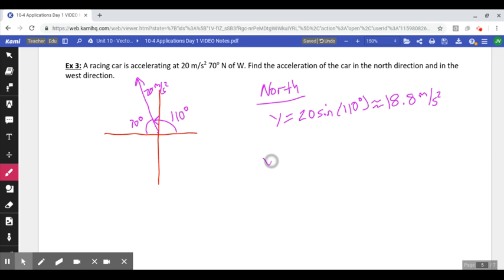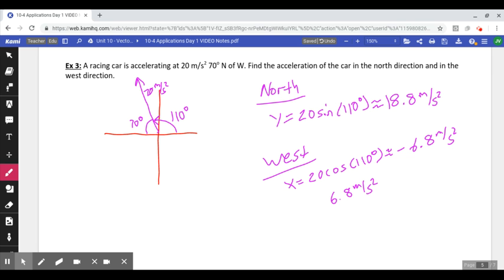Let's talk about the west direction. So the west direction will be x now, that's left and right, in this case left, and it'll be 20 times the cosine now of 110 degrees, which is about negative 6.8 meters per second squared. If you actually answered this question and said, what's the acceleration in the west direction, I would probably stick with just 6.8 meters per second squared.